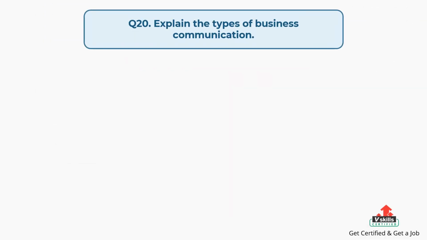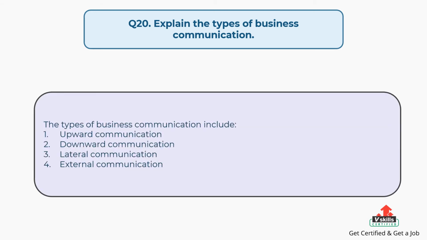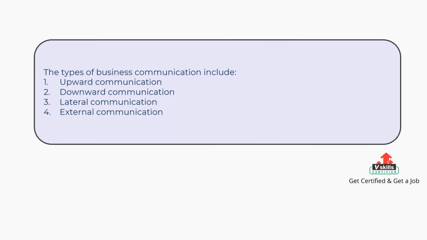Question number 20. Explain the types of business communication. The answer is: the types of business communication include upward communication, downward communication, lateral communication, external communication.